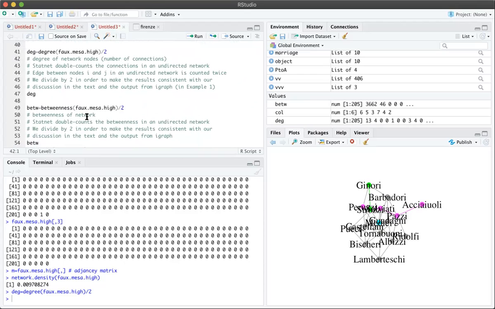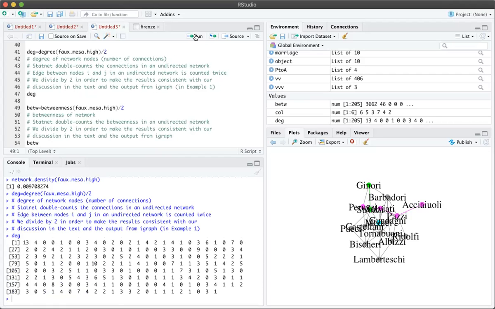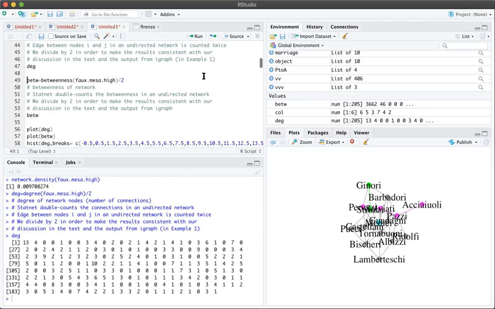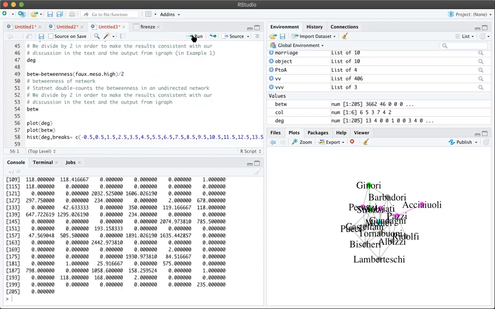An edge between nodes i and j in an undirected network is counted twice. So we divide by 2 in order to make the results consistent with our discussion in the text and the output from iGraph in example 1. And we get the degree. Then we do the betweenness of a network. Where StatNet double counts the betweenness in an undirected network, we divide by 2 in order to make the results consistent with our discussion. And we get the betweenness.